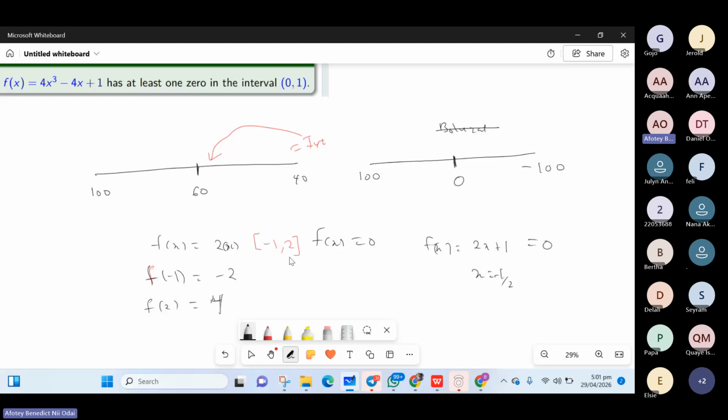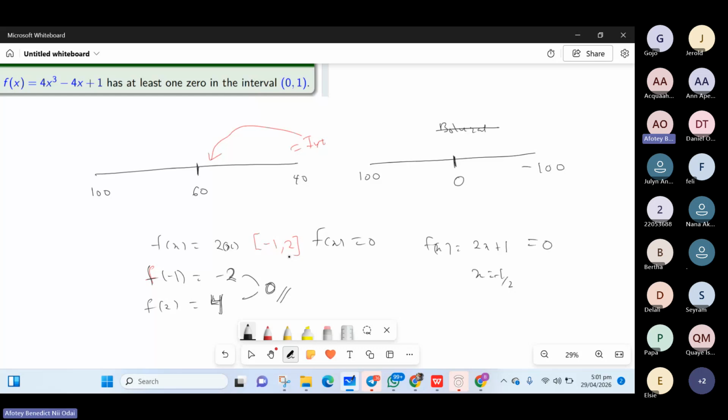Now, this is where Bolzano's theorem comes in. As I said, Bolzano is a type of the IVT, so they can be used interchangeably, but it's supposed to be Bolzano's theorem. Bolzano's theorem is saying that because there is a change in sign, there will be a value in between the negative 2 and the 4 where we get 0. Now, as we said, 0 is the solution for every function.